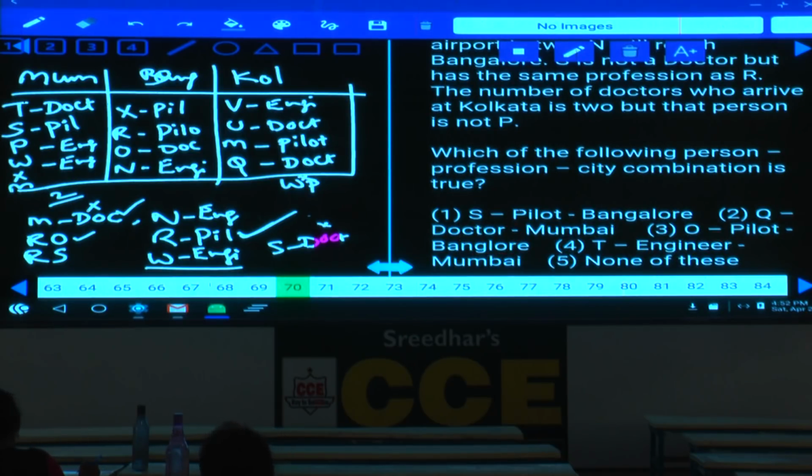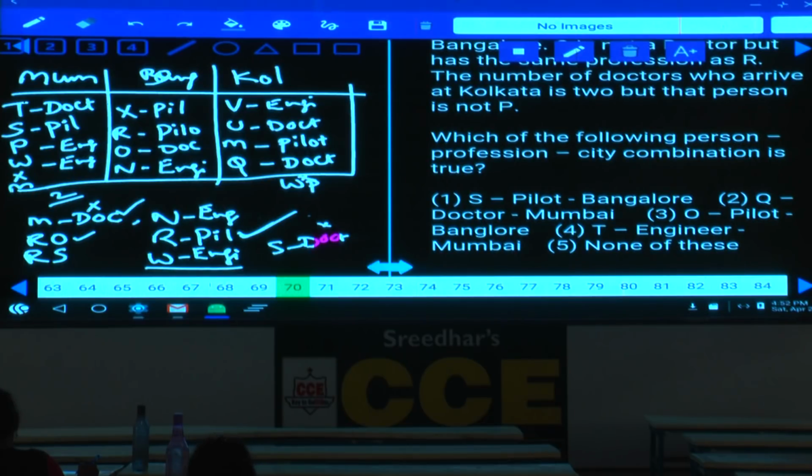Then question number 70: which of the following profession and city combinations is true? S pilot Bangalore, false, and Q doctor Mumbai, that is also false. O pilot Bangalore, that is false. T engineer Mumbai, that is also false. Then what is your answer? None of these, choice 5. Done with this? This is about question numbers 66 to 70.